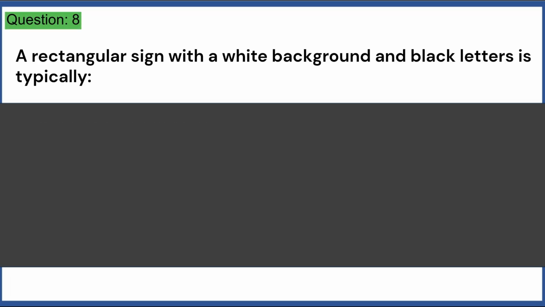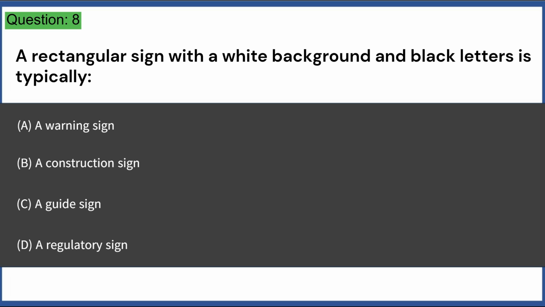A rectangular sign with a white background and black letters is typically: A. A warning sign. B. A construction sign. C. A guide sign. D. A regulatory sign. Answer: D. A regulatory sign.